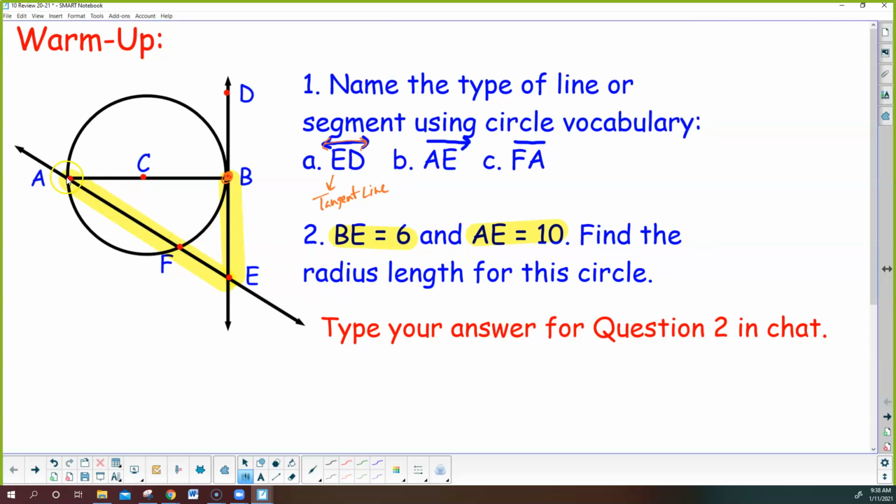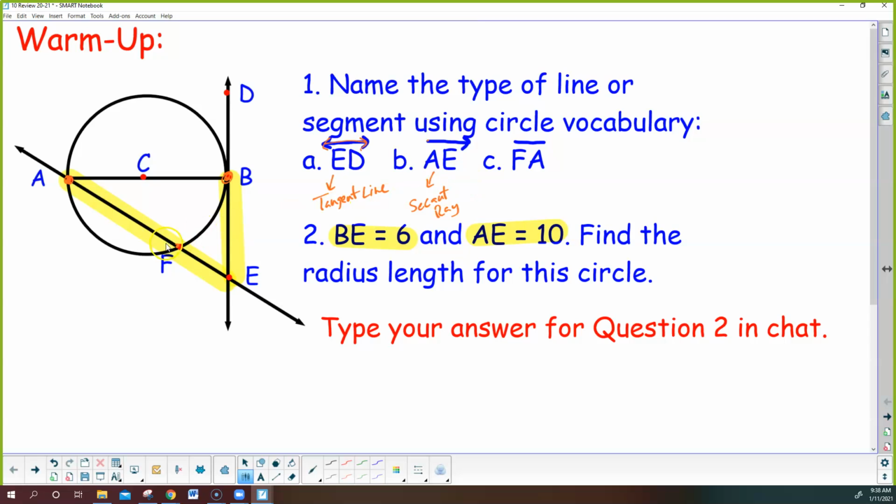All right, well, how about AE? Now, look, this is a ray, and it starts at A, and it goes all the way through E, and it goes through the circle at two spots. So if you just called this a secant, that would be acceptable. If you said secant line, technically it's a ray because it starts at one point and goes on forever, but I'm not too concerned about the word ray as long as you just call it a secant.